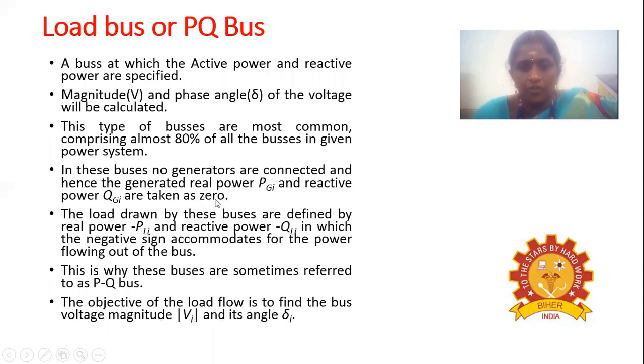So in the case of a load bus, the generation real and reactive power are 0, because no generators are connected to this bus. The load drawn by these buses is defined by the real power minus PLI and reactive power minus QLI, in which the negative sign accommodates the power flowing out of the buses. In this case, we have to take the negative of these values because the negative value indicates the power flows out of the buses.